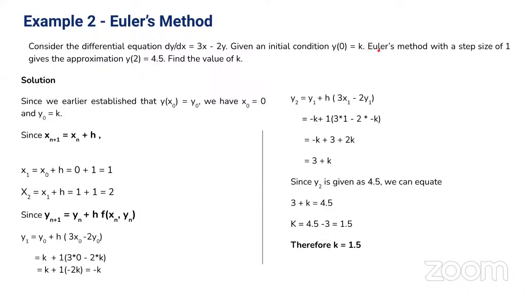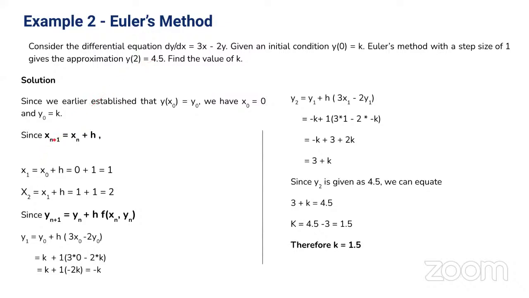Then the Euler's method here says we have a step size of 1, and they have given us the value of the approximation at y2 equals 4.5. Now we need to find the value of k. Going from the question, we'll notice that our x naught is 0 here, and our y naught is k, a value we don't know yet. However, we know our y2, which is 4.5.